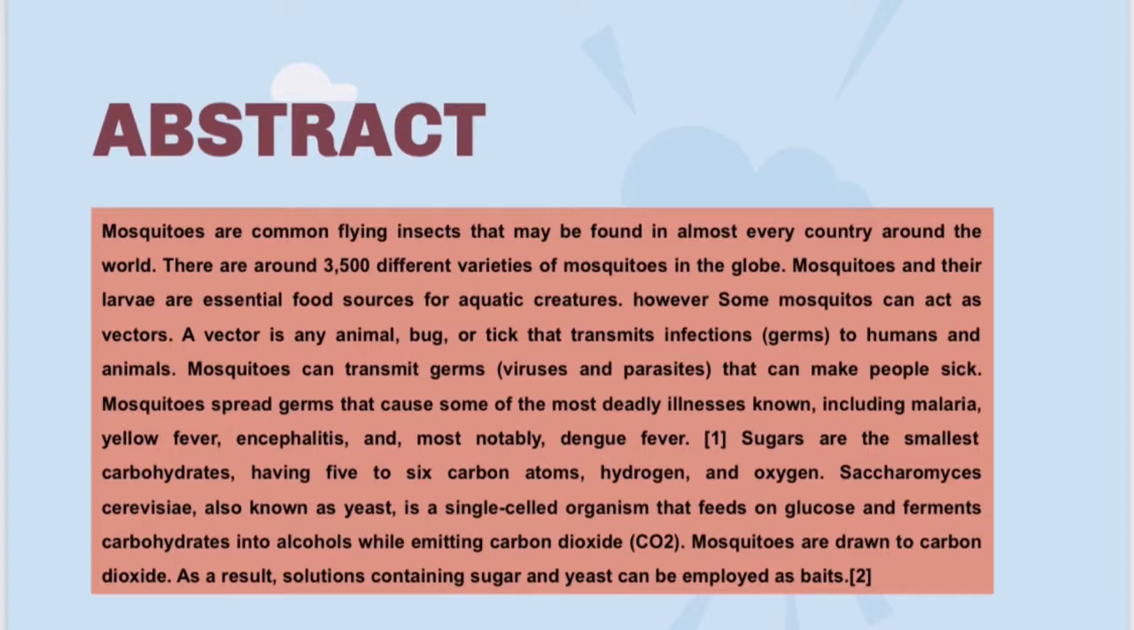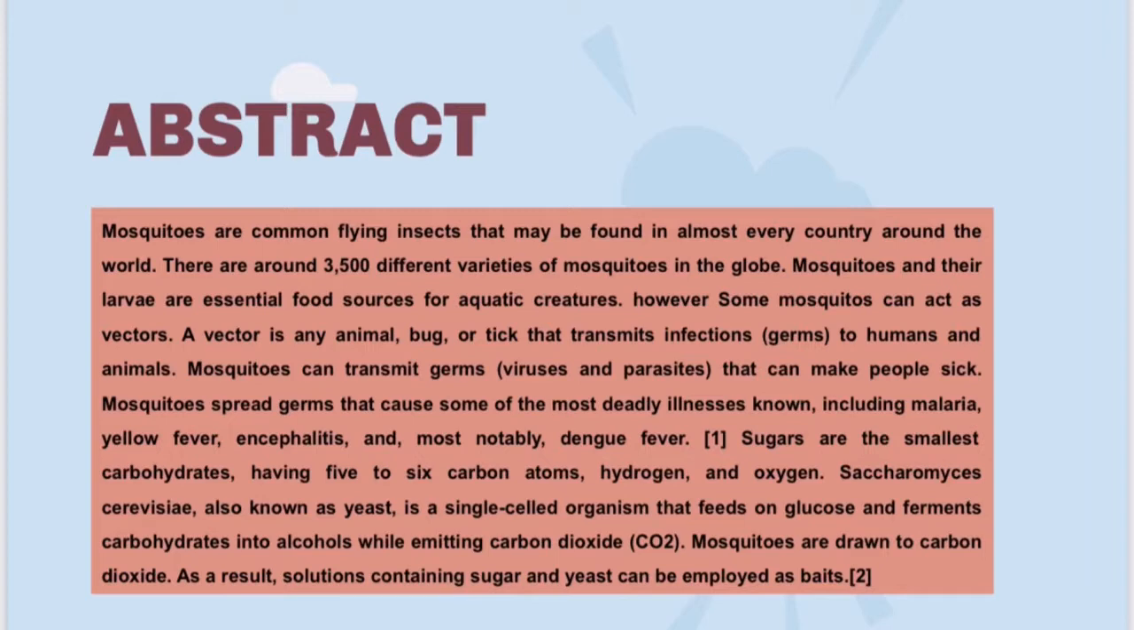A vector is any animal, bug, or tick that transmits infections such as germs to humans and animals. Mosquitoes can transmit germs, which are viruses and parasites that can make people sick. Mosquitoes spread germs that cause some of the most deadly illnesses known, such as malaria, yellow fever, encephalitis, and most notably, dengue fever. Sugars are the smaller carbohydrates having 5 to 6 carbon atoms, hydrogen, and oxygen.